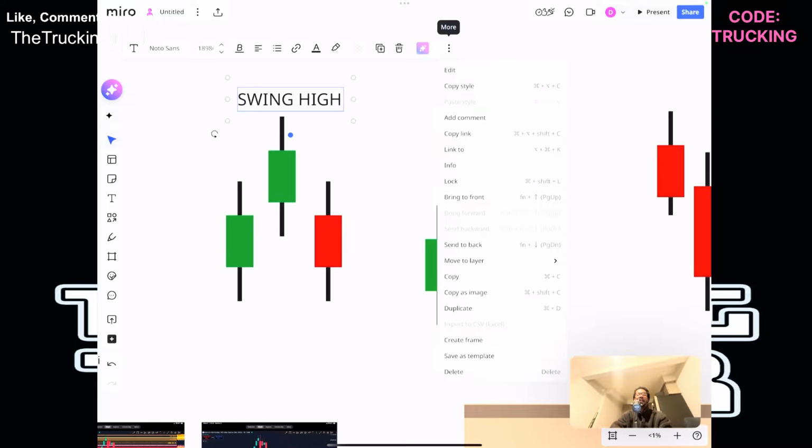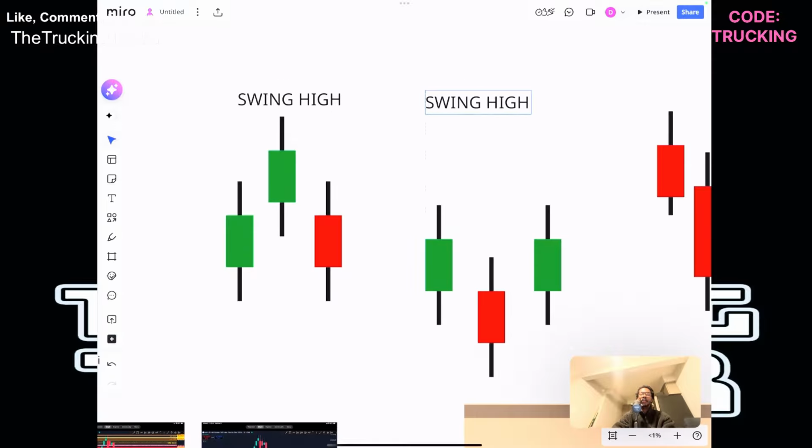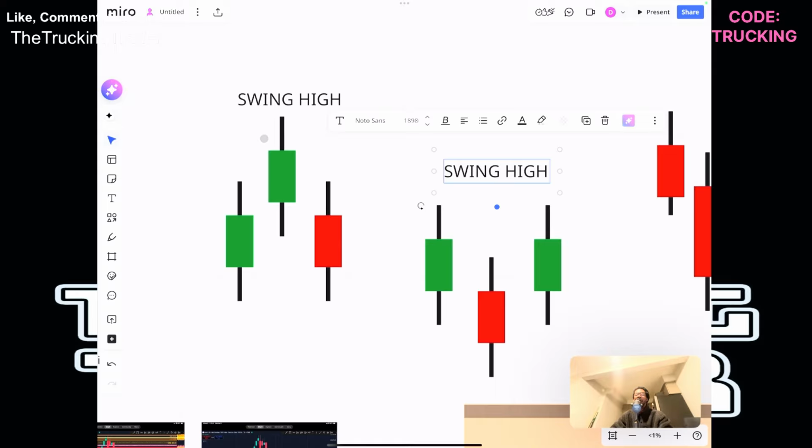A swing high is a 3-candle pattern where the wick of the middle candle has to be higher than both the candle to the left and the candle to the right. So right here, this is our middle candle. The wick of this middle candle has to be higher than the body and the wick of the candle to the left of it and the candle to the right. It's a 3-candle pattern that gives us our swing high.